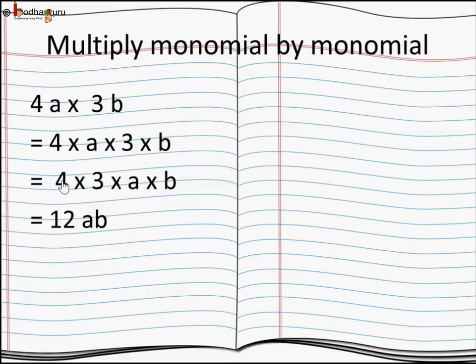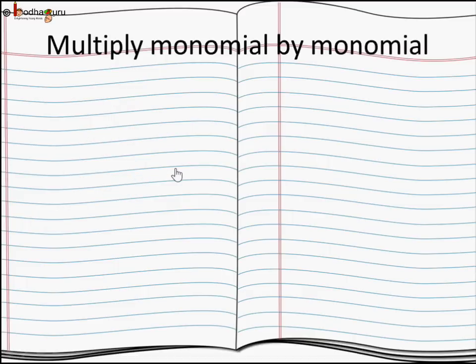Next step, we can multiply the constant 4 into 3 is 12 and a into b is ab. So the answer is 12ab. 4a into 3b is equal to 12ab. Pretty simple, right? Let's try another example.